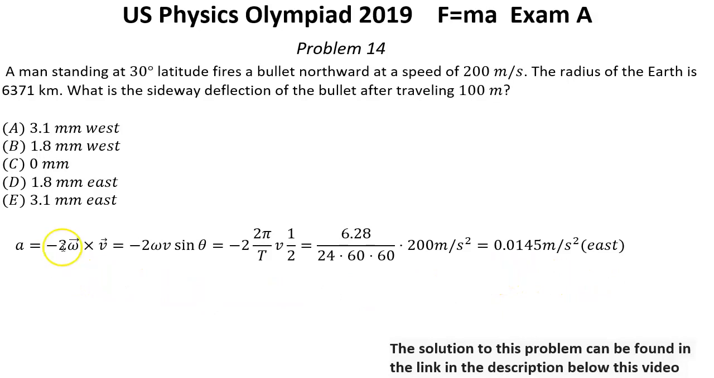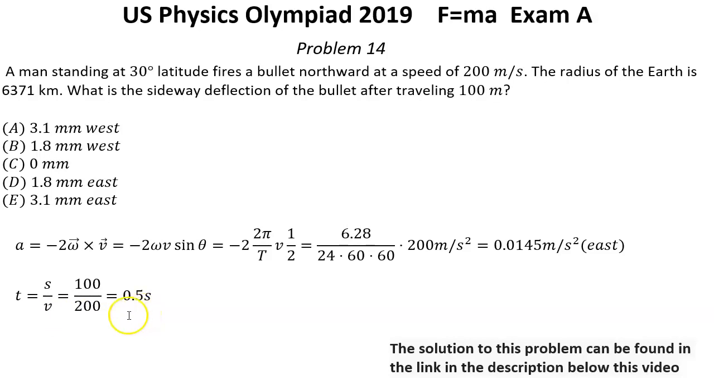To the east because omega is going to the north and v is going to the north with the angle 30 degrees deflected from north, which is going to west. But because it's negative, it's going to the east. Now when we know the acceleration, we can find the deflection. First we can count the total time for the bullet to travel. That will be the distance 100 meters divided by the speed of the bullet, which is 200 meters per second. So the total time is half a second.